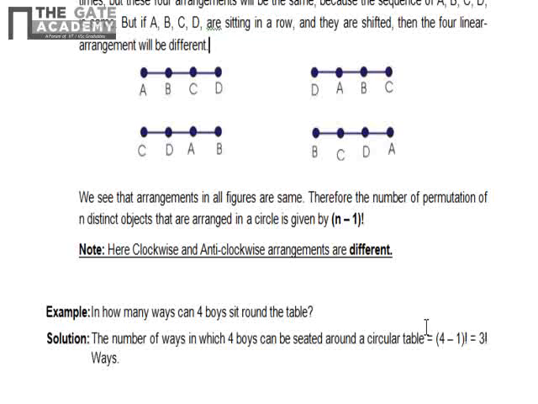In how many ways can 4 boys sit around the table? Since n is 4, you just have to find 4 minus 1 factorial, that is 3 factorial.